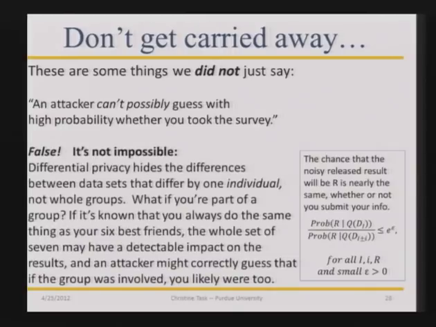What happens if I have some buddies? If I always do the same thing as my six best friends, then the world where all seven of us take the survey is going to have a different probability distribution of results than the world where all seven of us didn't. If I am an attacker looking at a world where all seven people took the survey, then I'm going to say, well, there's a very good chance you took the survey. Okay? You are protected for your individual decisions. Groups are not protected.